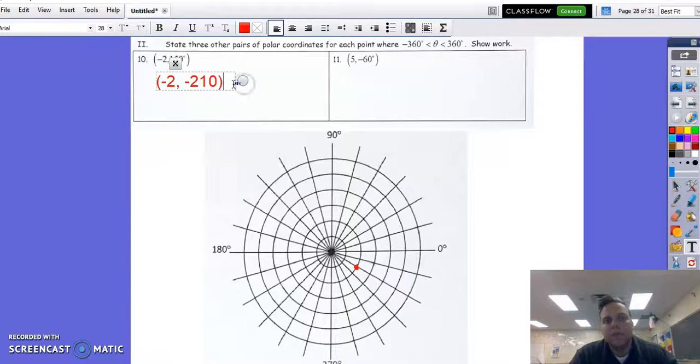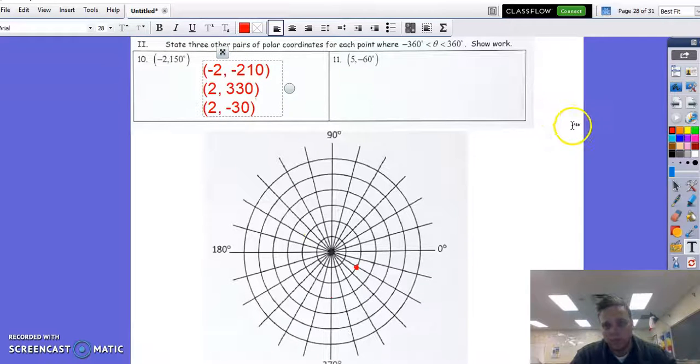All right? Now, I'll give you another hint. You want your next point to be a positive 2, comma, and let's get a positive angle. So that would be going all the way around the circle, which is just 330 degrees. And then our last point, we want to be positive 2, but we want a negative angle, and it's down 2 lines. We know each line represents 15 degrees, so we know that it's negative 30 degrees. And there's your 3. Okay, so that's how you do number 10 and number 11.